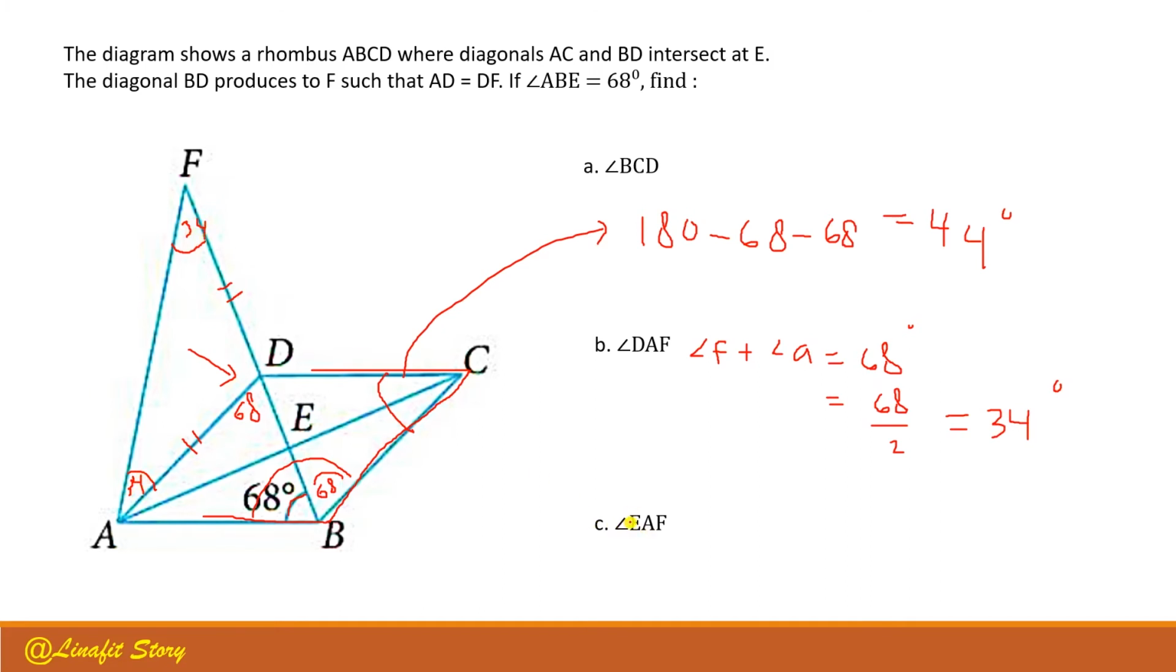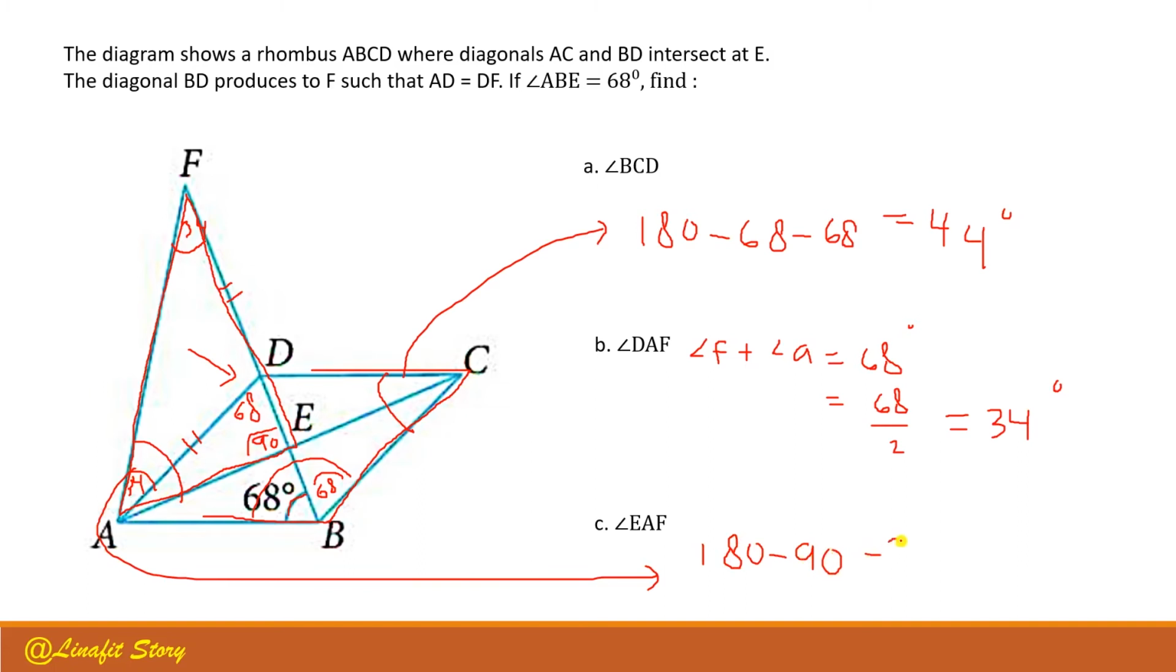Then we will find angle EAF. So over here, this is the right angle, this is 90 degrees. This is a triangle FEA. We will find EAF. So 180 minus 90 minus 34 is equal to 56 degrees.